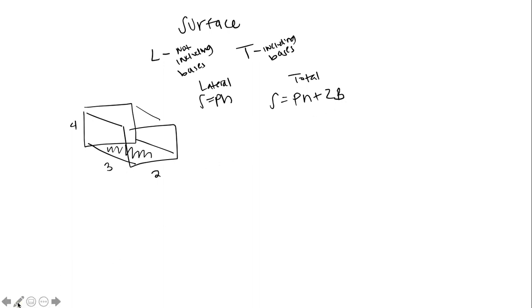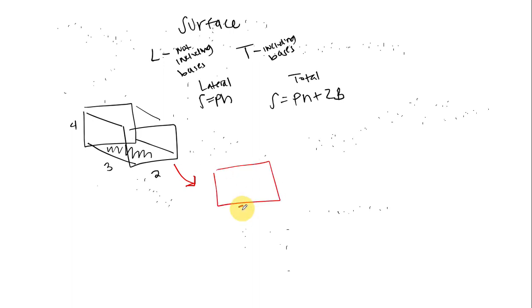So just remember, on a rectangular prism, the base is the bottom of your rectangle. So you have to understand what the dimensions of the bottom of your rectangle are, and that would be a 3 by 2 rectangle.